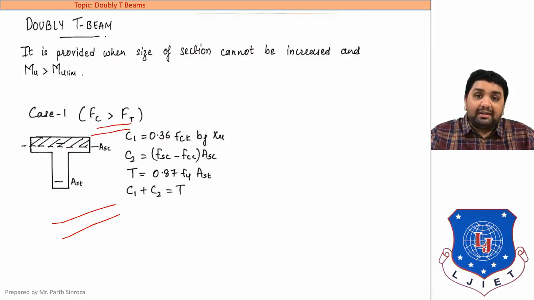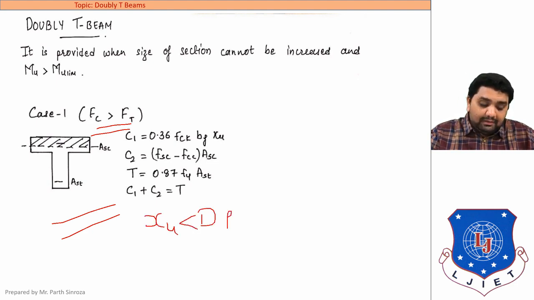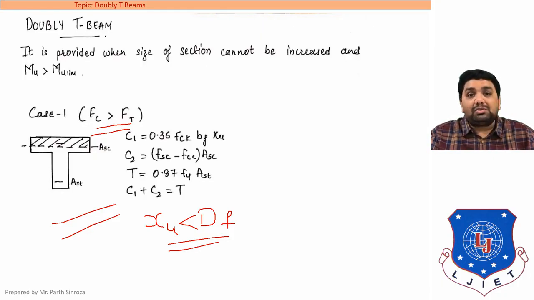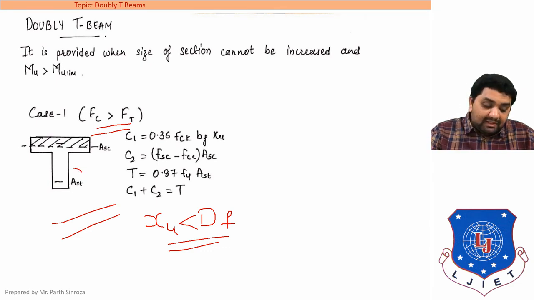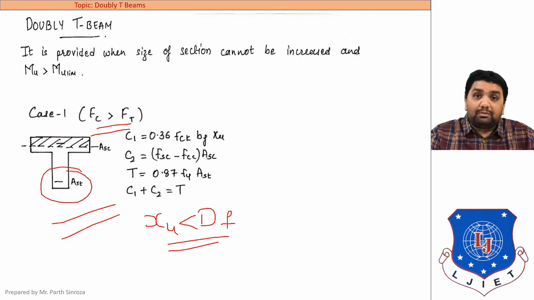Okay, so moving towards the case, the first case is FC greater than FT. In the figure you can see that if FC is greater than FT, then by default XU will be less than DF for this condition. So the neutral axis will be passing through the flange. The hatched portion here shows our compression zone, whereas the bottom portion shows our tension zone. The steel is provided in two parts: the bottom portion or tension zone will be providing AST, that is area of steel in tension, and in the top zone we will be providing ASC, that is area of steel in compression.